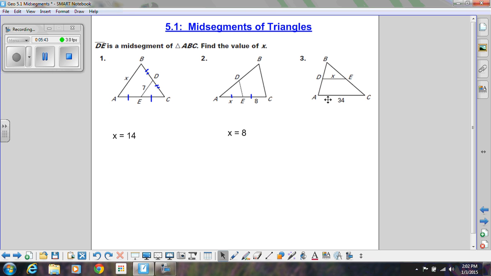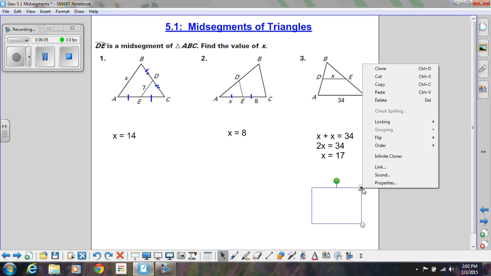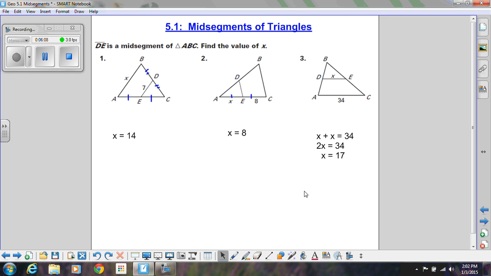Now here we know the big side, the largest side, so x has to be half as big. In other words, I have to have 2 of those x's to come up with the 34. So if I do that, I would have x plus x equals 34, or 2x equals 34, and then x equals 17. However you want to think of that, whether as taking half of 34, or 2 times what equals 34, that's how we get that value of x.